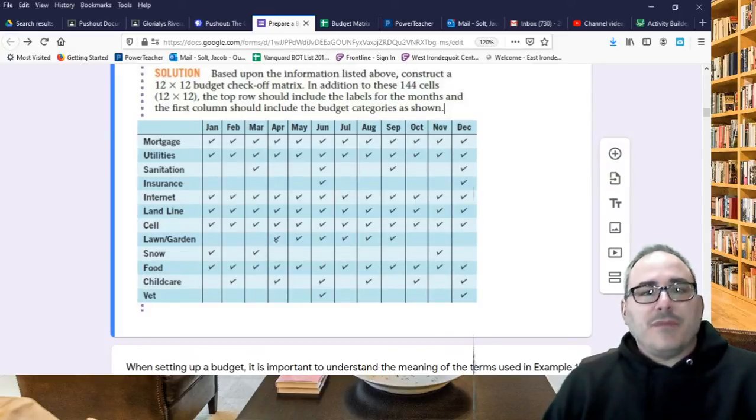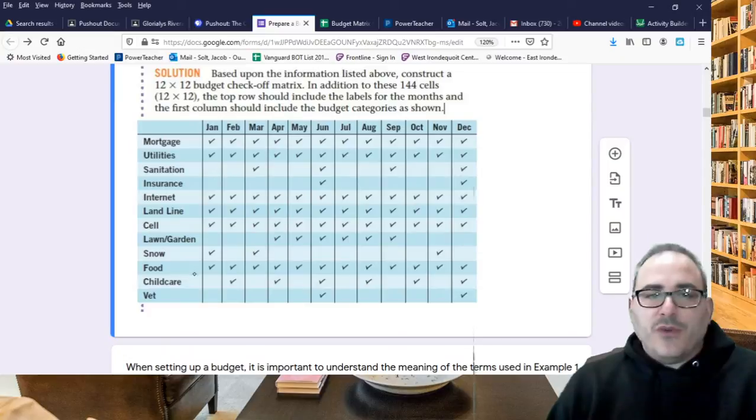Lawn and garden. Remember, lawn and garden was only from April to September. There's a little check mark during this. You don't need check marks here because it's snowy at this time. You don't need someone mowing your lawn when there's snow on the ground. But you do need snow removal sometimes during the snowy months. So here in November, January, and March, this person is paying for snow removal, and it looks like they're paying every other month, only during the winter months. Food is a monthly expense. We have to have check marks everywhere.